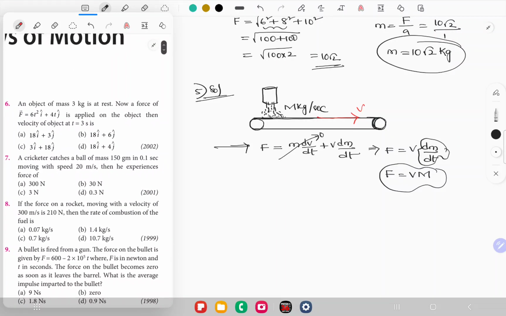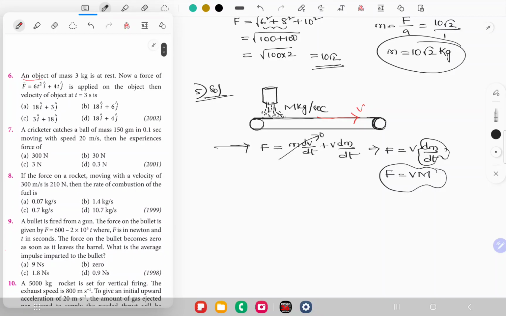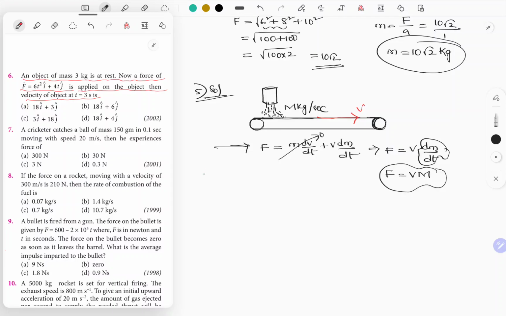Now look at question number 6. An object of mass 3 kg is at rest. Now a force of this value is applied on the object. Then what is the velocity of the object at t equal to 3 seconds? So the mass of the object is given. Solution: mass of the object is 3 kg. The force acting on it is 6t² i cap plus 4t j cap.